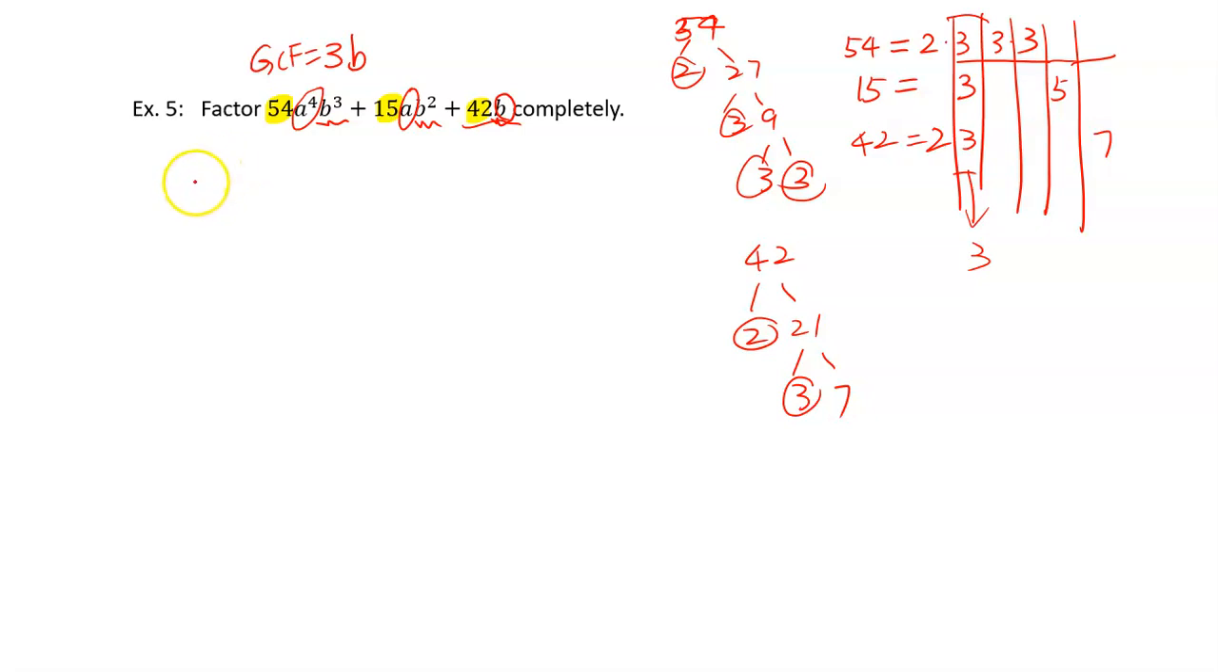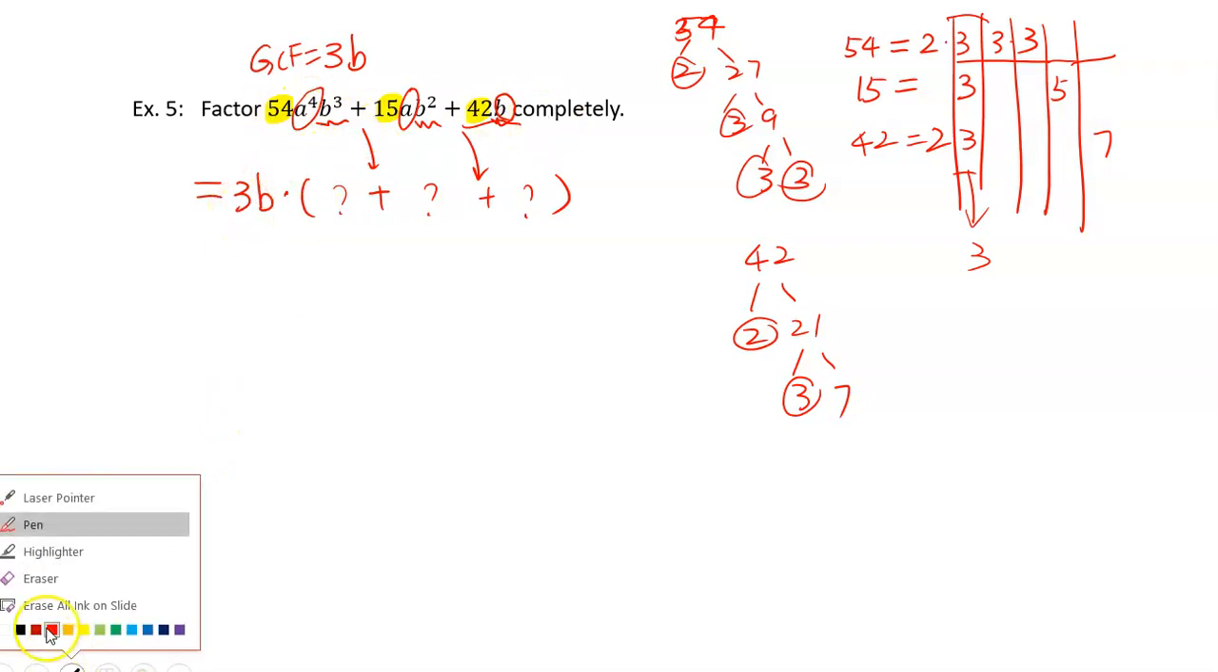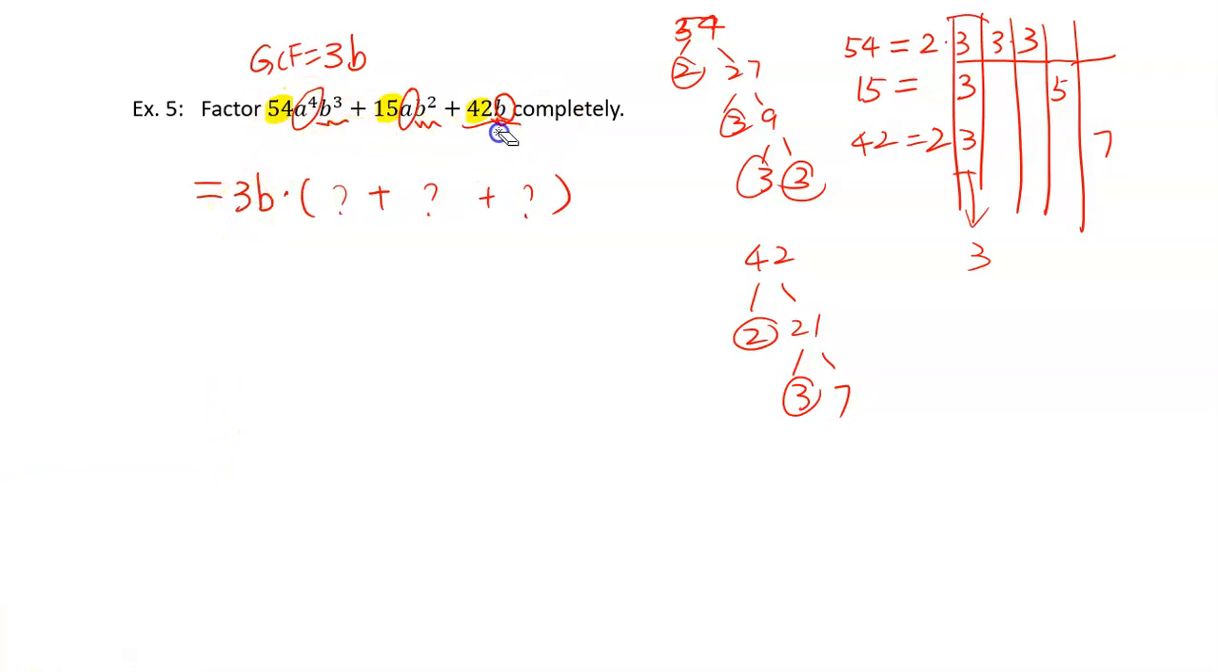Once you found this, the GCF 3b, that's one of the factors. Now we're going to find what's in the parentheses, and notice between it's all pluses, so you can go ahead and bring down the pluses. Now we are going to figure out what these 3 terms will be after multiplying with 3b. That will give us the expressions. First, remember we are reversing multiplication, so we're going to do division.